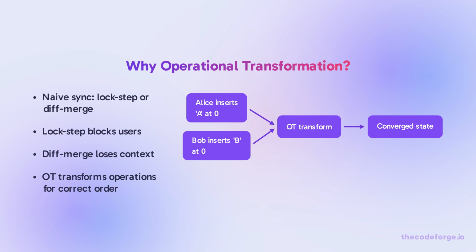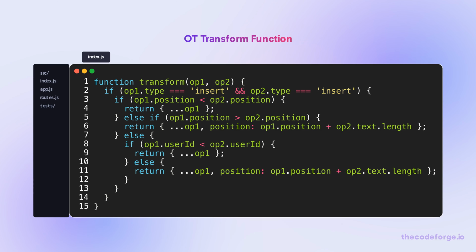For example, if Alice inserts A at position 0 and Bob inserts B at position 0, a simple merge might produce AB or BA but lose intent. OT transforms operations so they apply correctly regardless of order. Here's a simplified OT transform function for insert operations. It adjusts the position of one operation based on the other, using a tiebreaker for same positions. This ensures both operations can be applied in any order and produce the same final state.